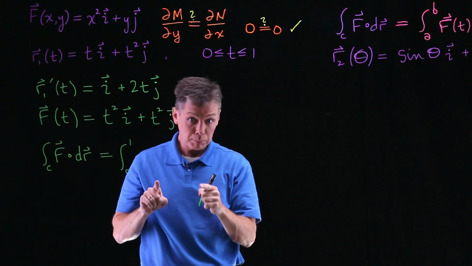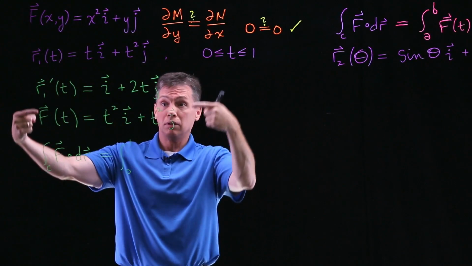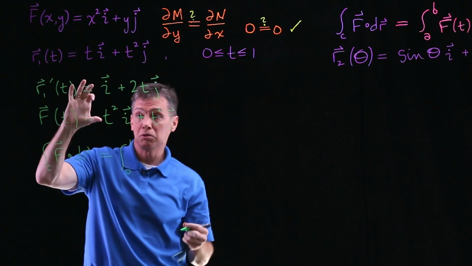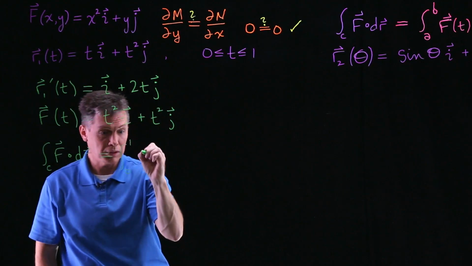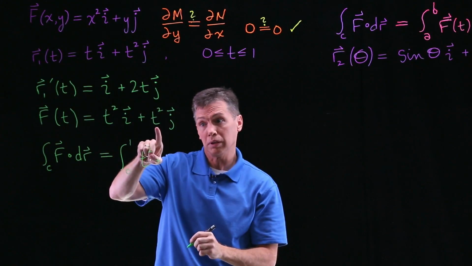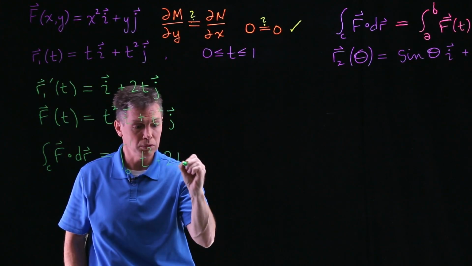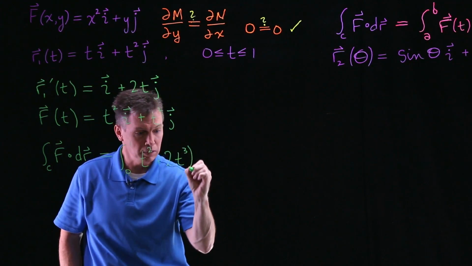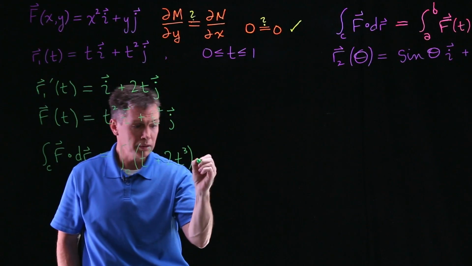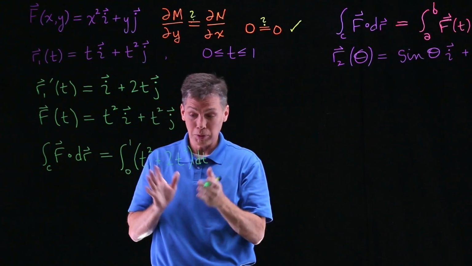Let's do that dot product right now. It's the dot product between f and r prime. So I'm just multiplying t squared times 1, adding and multiplying t squared times 2t, so 2t cubed, and that's all dt. And see how it comes down to a nice integral, well behaved.